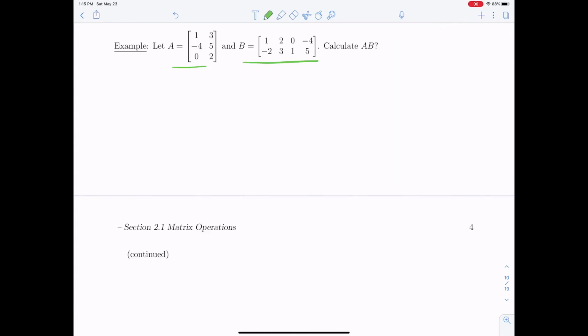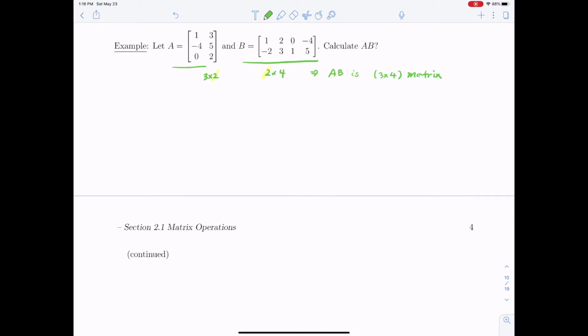So let's practice calculating matrix multiplication. Suppose that A is a 3 by 2 matrix and B is a 2 by 4 matrix. Then we can expect that AB should be a 3 by 4 matrix. Let's pause the video and try out this exercise. Okay, so let's solve this problem together.